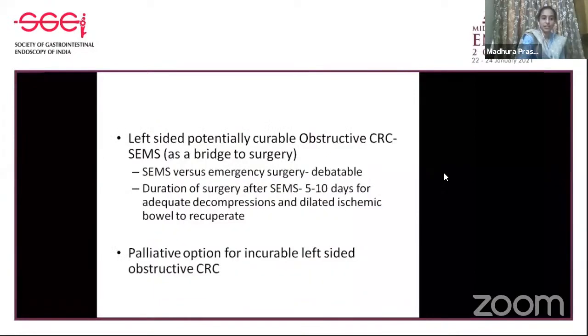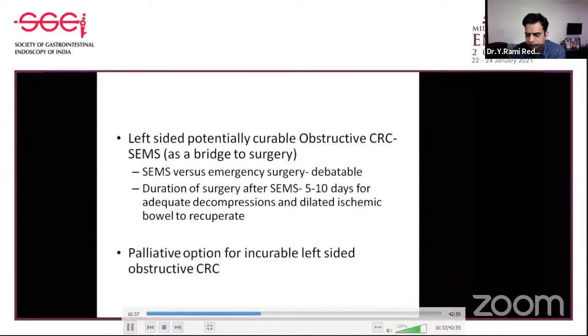Definitive surgery is there, but all the studies are showing a higher rate of complications for an aged person, and to avoid multi-step surgery, this is a wonderful help. You can plan the surgery 5 to 10 days after the stent insertion, because you need to allow the dilated loop to recuperate. And it is also a palliative option.